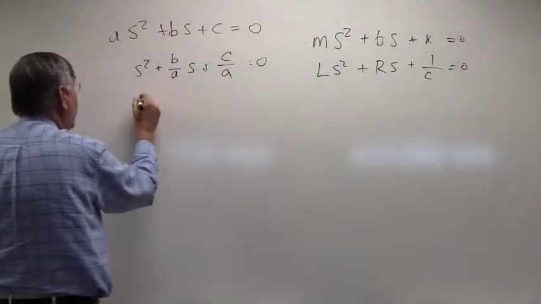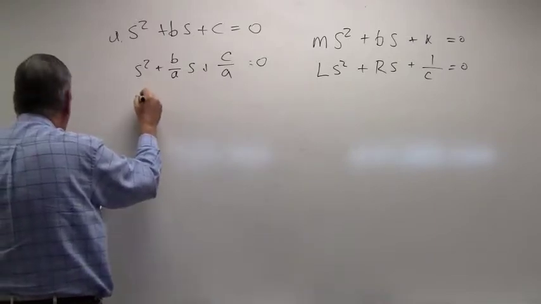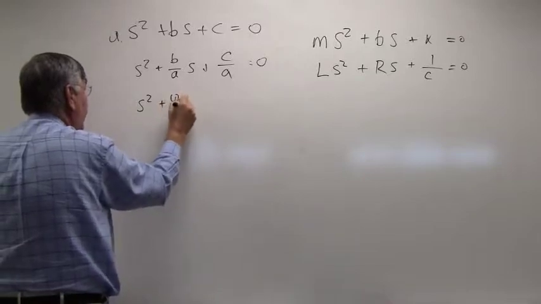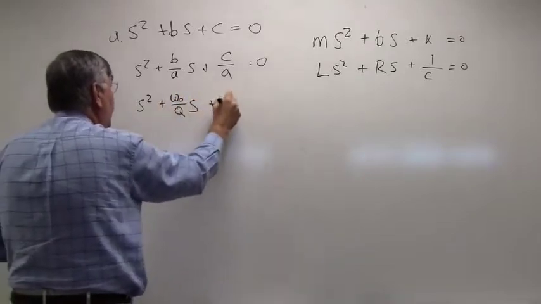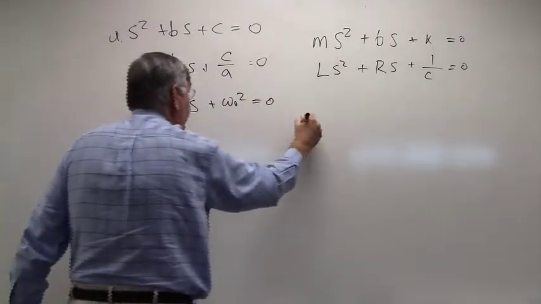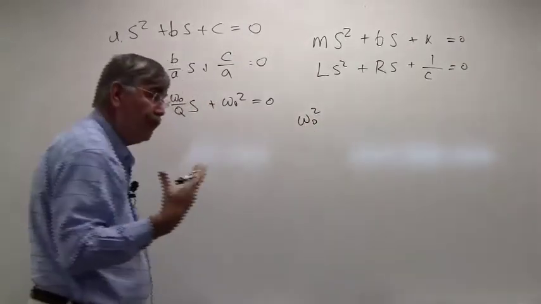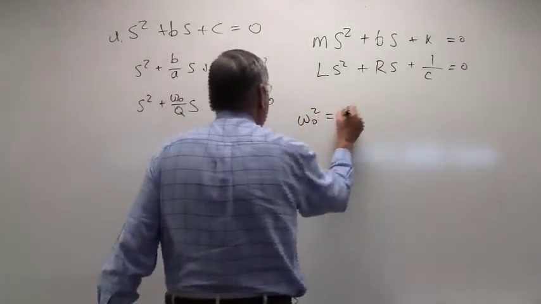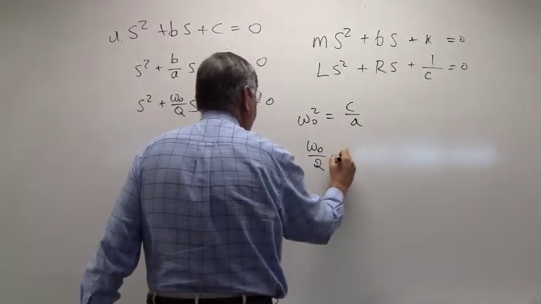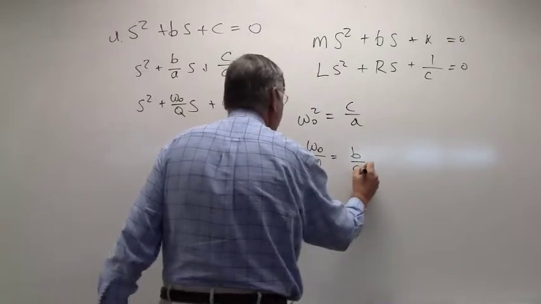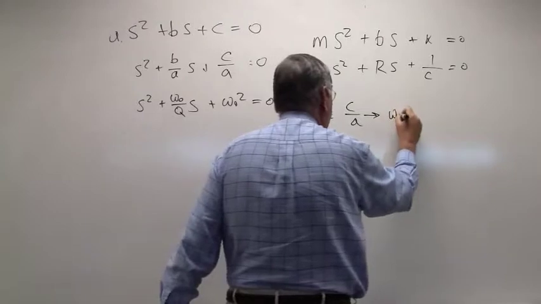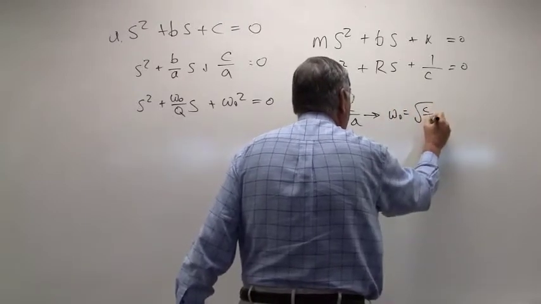You can divide through by these things. One of the things that we want to do to provide meaning is to write this thing as s squared plus omega naught over q times s plus omega naught squared, and that'll be the same thing. And then we can just match up these coefficients, and that'll tell you that omega naught squared is equal to c over a by inspection. Then omega naught over q is equal to b over a just by matching these coefficients. Well, this implies that omega naught is equal to the square root of c over a, obviously.